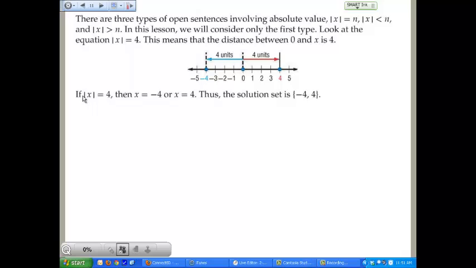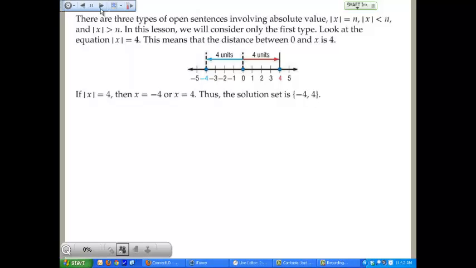So you write this sentence here. If the absolute value of x is 4, then we know that either x equals negative 4 or x equals 4. And we can write this in set notation, saying the solution set is equal to negative 4 and 4. Either one is a very valid answer, and we have to include both of them.